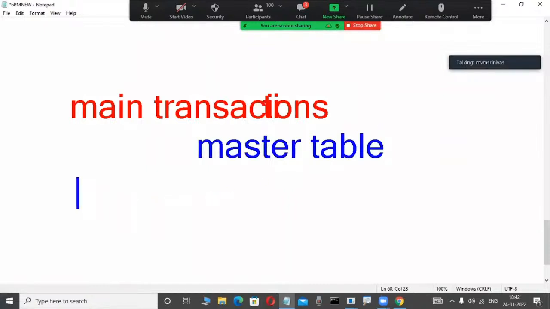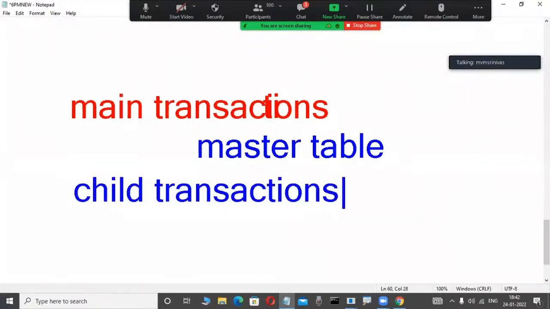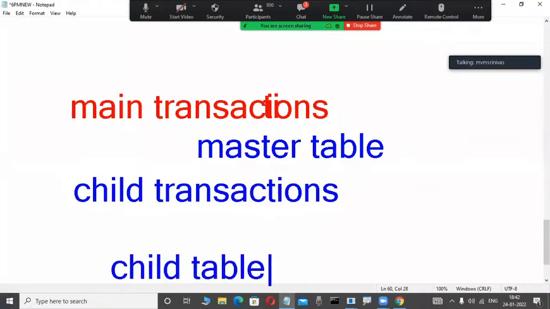Related child transactions, in real-time projects, are stored in a where? Child table. For example, main transactions are stored in a master table, and related child transactions are stored in a child table or detail table.